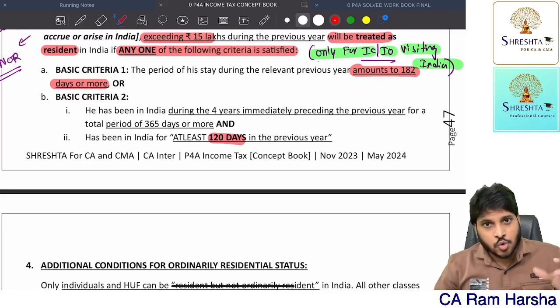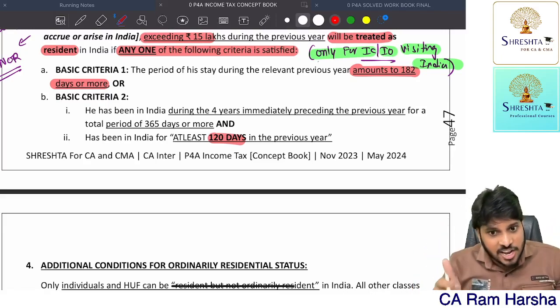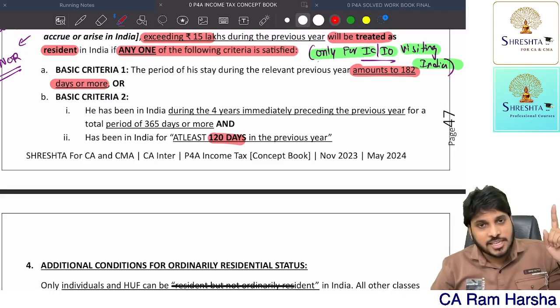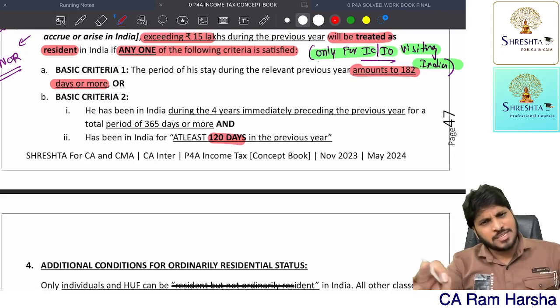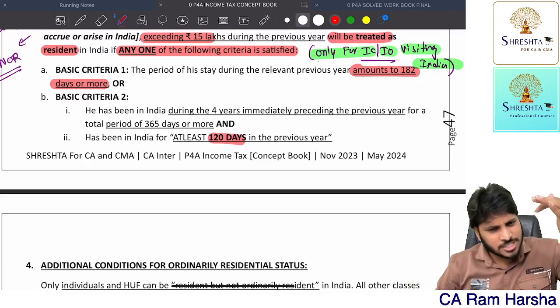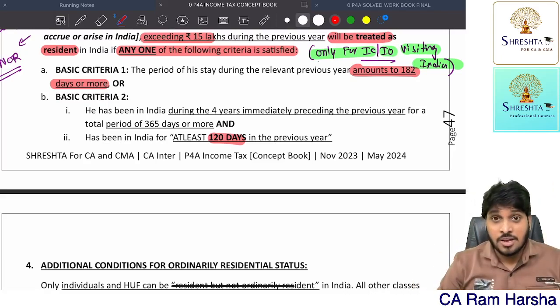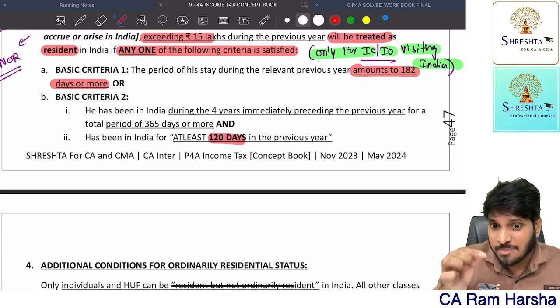Case number 3. There are some NRIs who are Indian citizens having Indian origin, settled outside India, but visiting India temporarily. For them also basic condition 2 is exempt. 60 days logic will not apply. Now, Finance Act 2020 made an amendment.